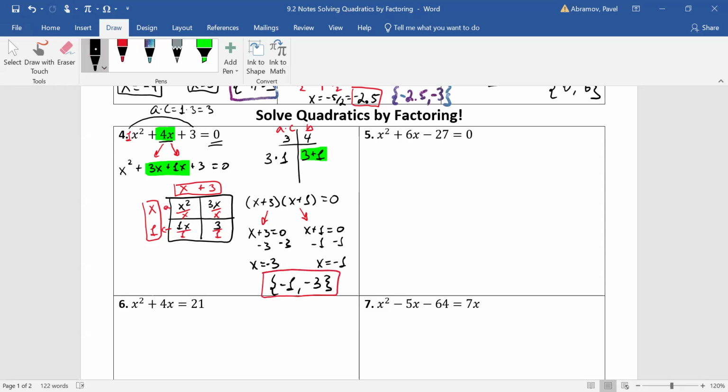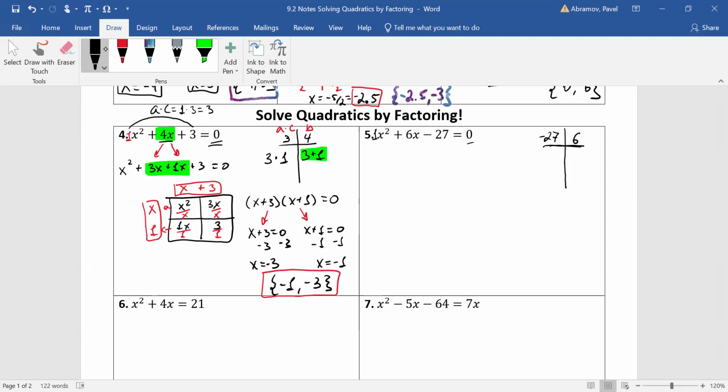Okay, let's continue. Example 5. So once again, we have a quadratic trinomial that's equal to 0. So first of all, we need to factor this quadratic trinomial. We're going to multiply our a and c. Our a is 1. Our c is negative 27. So 1 times negative 27 is negative 27. Middle number is 6. So we need to find numbers that multiply to negative 27 but add to 6.